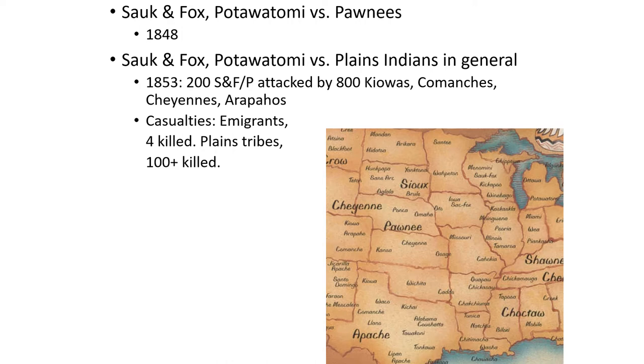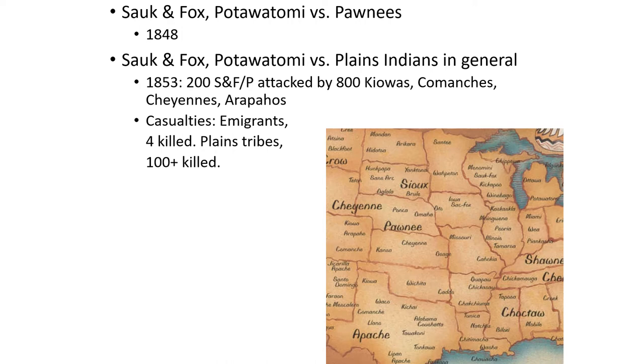Now, the Sauk and the Fox wound up allying with the Potawatomi in a war against the Pawnees, because everybody goes to war with the Pawnees. That may be because they were so centrally located there in Nebraska, but it sure seems like everybody hated the Pawnee. In 1853, that war was expanded beyond the Pawnees to basically the Sauk, Fox, and Potawatomi against everybody. The Kiowas, the Comanches, the Cheyenne, and the Arapaho.